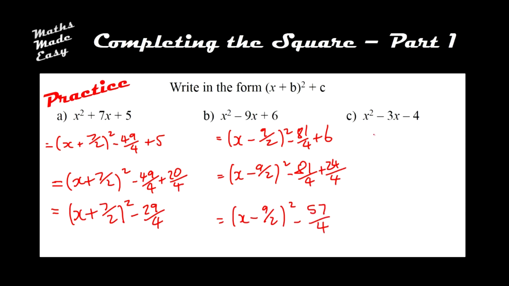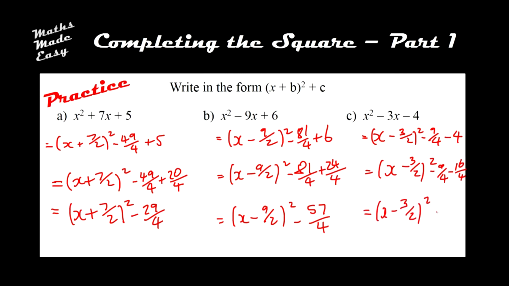And the final question, we have x subtract 3 over 2 all squared, subtract 9 over 4, subtract 4, which is x subtract 3 over 2 all squared, subtract 9 over 4, subtract 16 over 4, which equals x subtract 3 over 2 all squared, subtract 25 over 4.